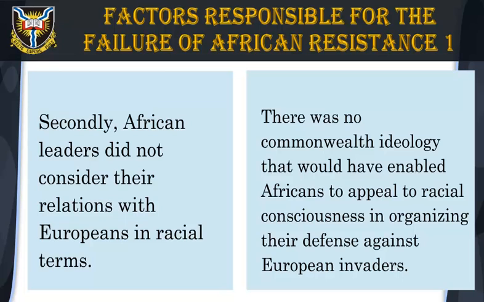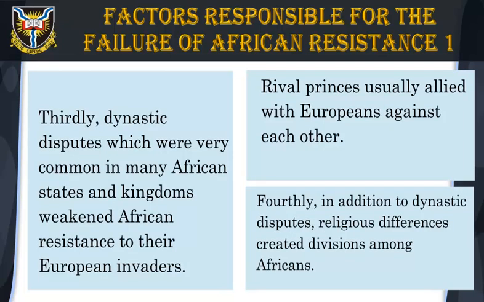European invaders. Thirdly, dynastic disputes, which were very common in many African states and kingdoms, weakened African resistance to their European invaders. Rival princes usually allied with Europeans against each other. Fourthly, in addition to dynastic disputes, religious differences created divisions among Africans.